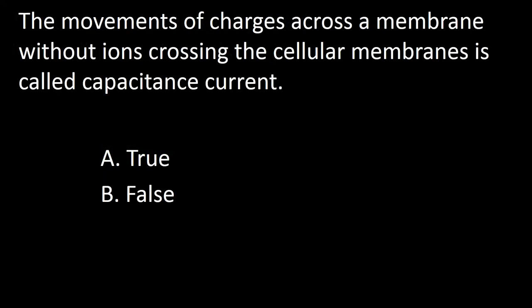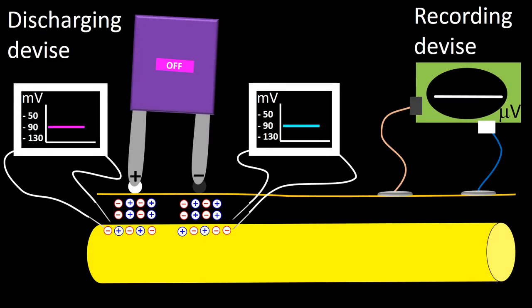The movement of charges across a membrane without ions crossing the cellular membrane is called capacitant current. A, true, B, false. As we previously mentioned, at rest, the inner surface of the axon below the anode, as well as the inner surface of the axon below the cathode, are negative. Their value is minus 90 millivolts.